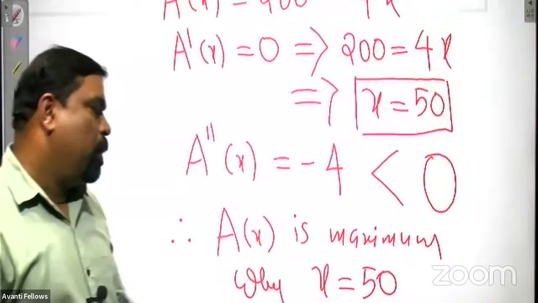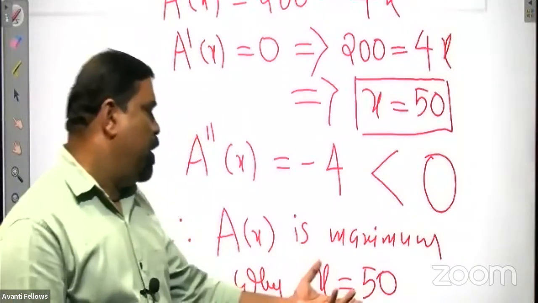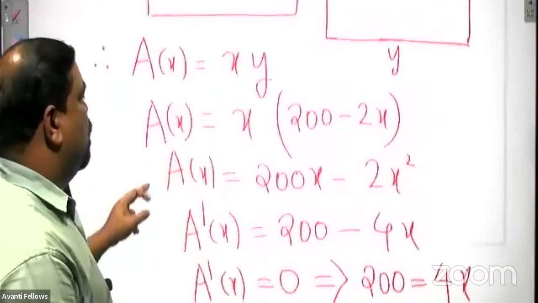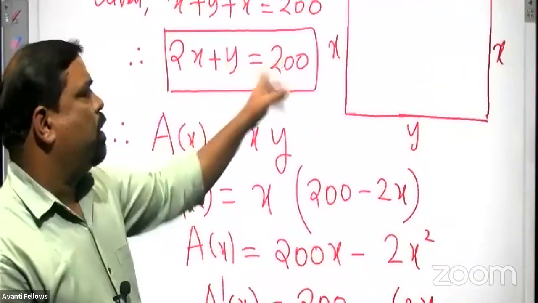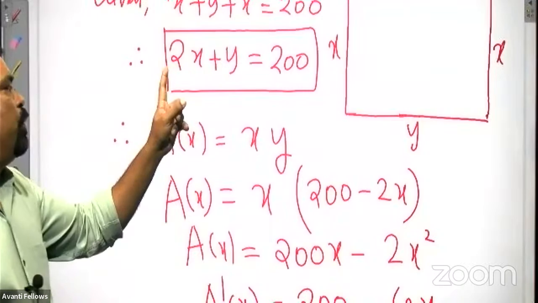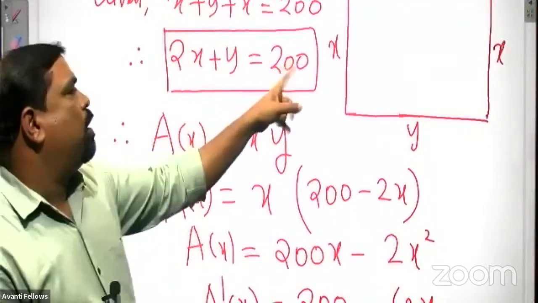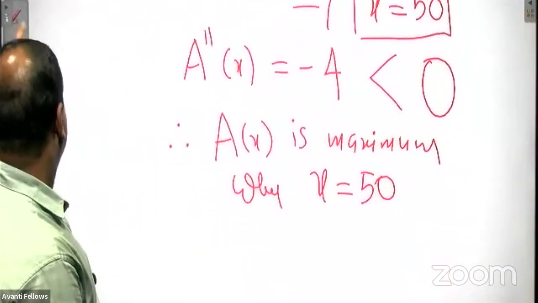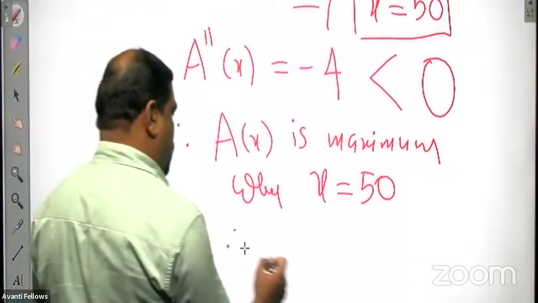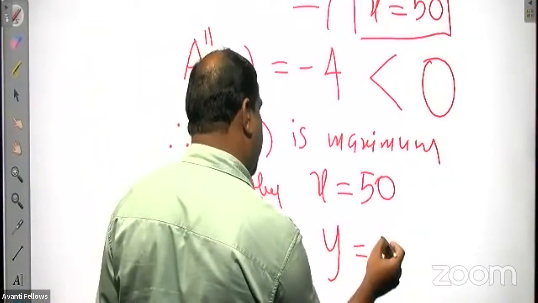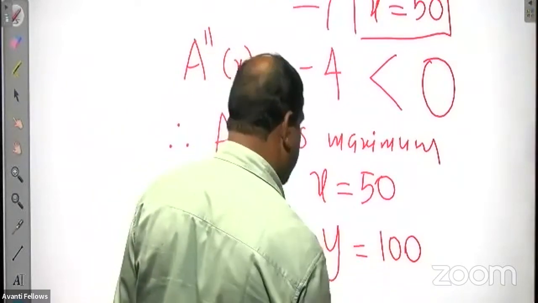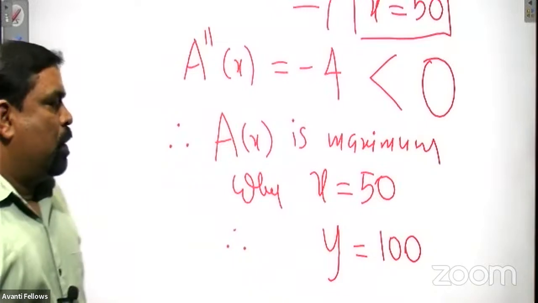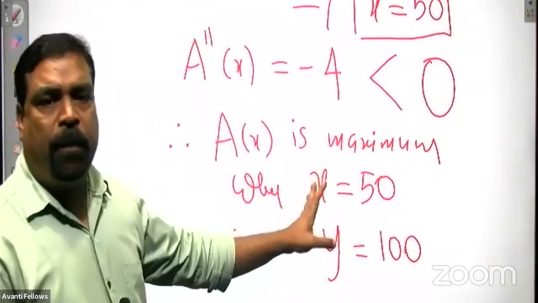So we got the value of x. Now we need the value of y. That is very simple. From the relation, 2x plus y is 200, and x is 50, means 2 into 50, 100, plus y is 200. So very clearly, y is equal to 100. This is the answer for the second part.